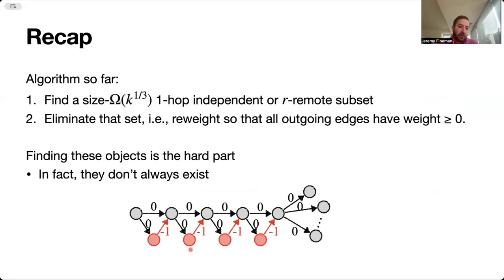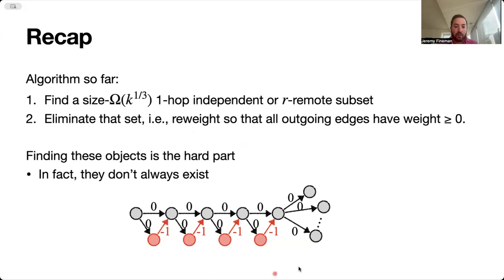Okay, so far, our goal is going to be to find a big, size k to the 1/3 one-hop independent set or R-remote subset, and then to eliminate that set, meaning that all of the outgoing edge weights should be non-negative. But finding these sets is really the hard part. And in fact, they don't always exist.